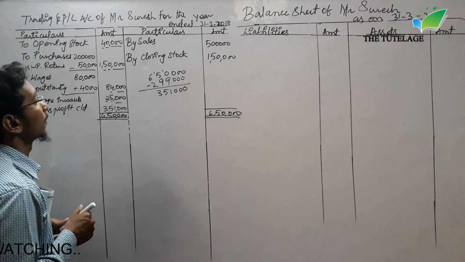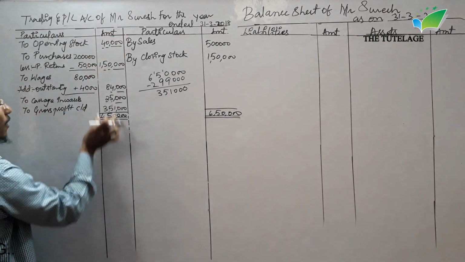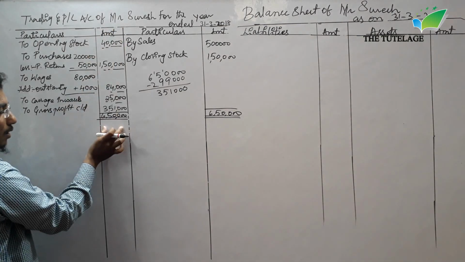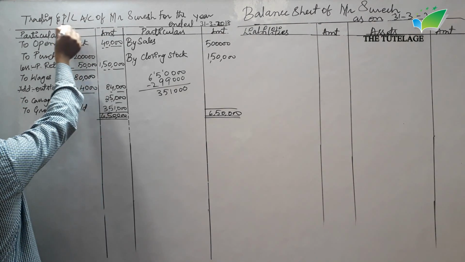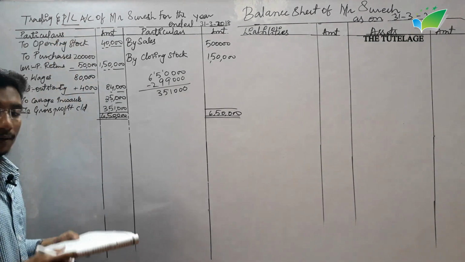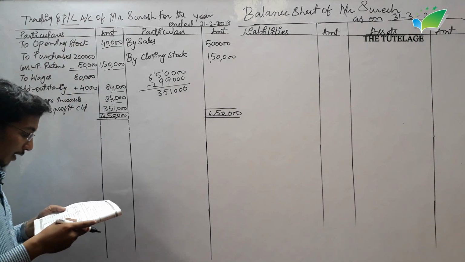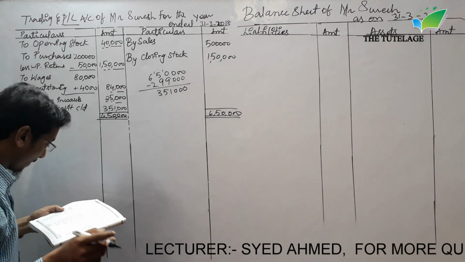3,51,000. This is the trading account from here to here. Then we go for preparation of profit and loss account. And look at the question.